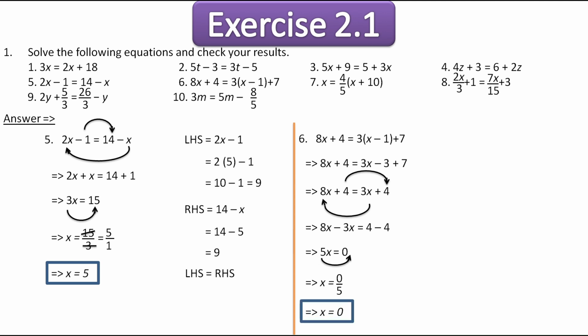Okay. Now let's put the value of x in the LHS part. LHS is what? 8x plus 4. So 8 in the bracket 0 plus 4. 8 zeros are 0, plus 4 is equal to 4.